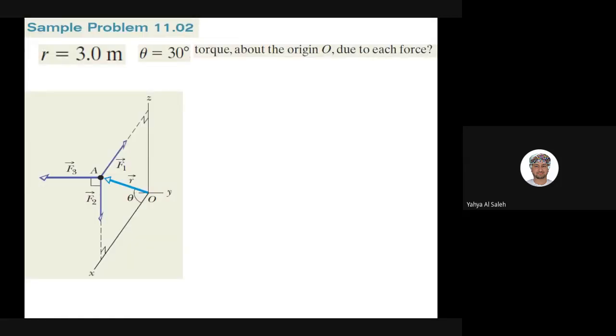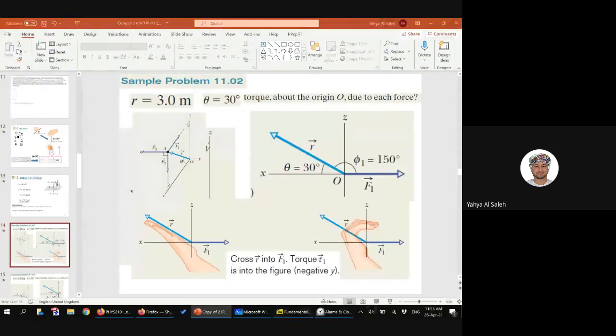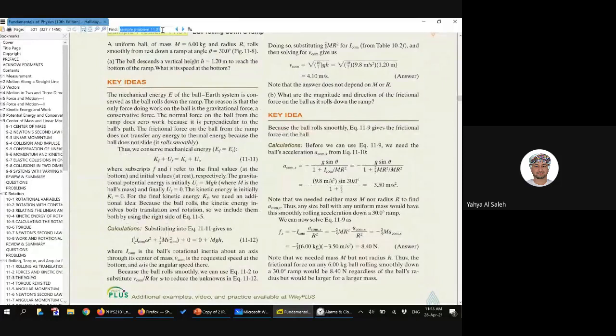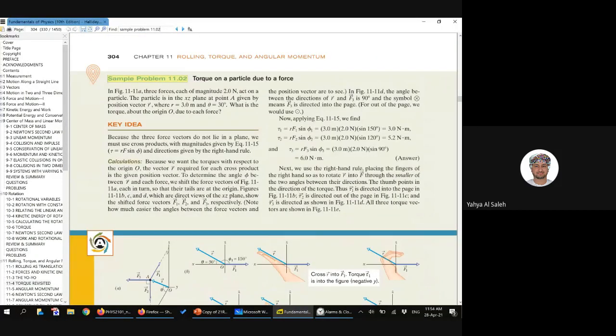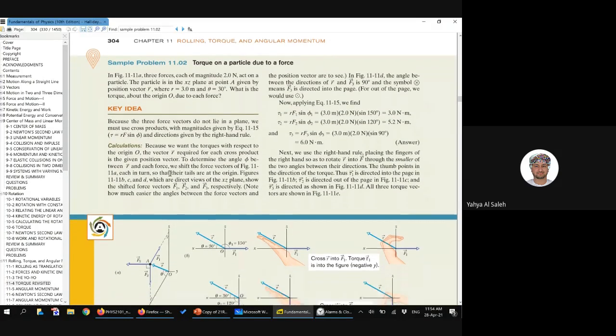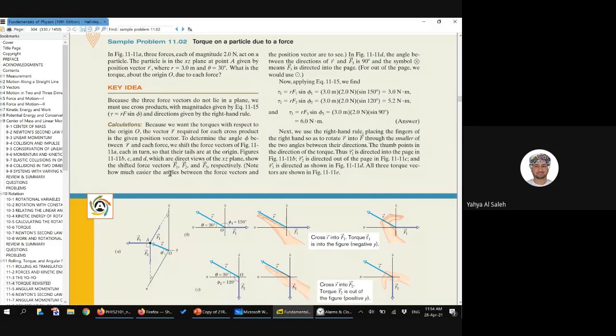Let's do an example. Sample problem 11.02. In figure 11-11A, three forces, each of magnitude 2 newtons, act on a particle. The particle is in the xz plane at a point A, given by vector position r, where r is equal to 3 meters and theta equals 30 degrees. What is the torque about the origin due to each force?